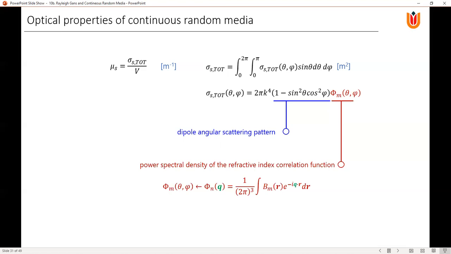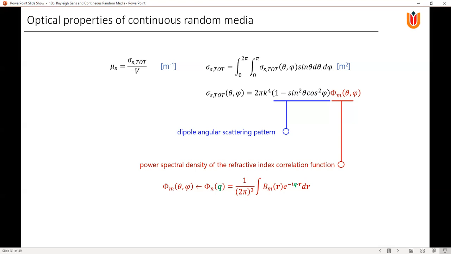spectrum, the power spectral density of the refractive index correlation. So the refractive index correlation was this m times m, so it is a function of theta and phi. Of course, these are angles in polar coordinates, so we can also write that as a function of the scattering vector q. That was the vectorial difference of the incoming and scattered wave vectors. That can be defined in 3D, so it should be equivalent.